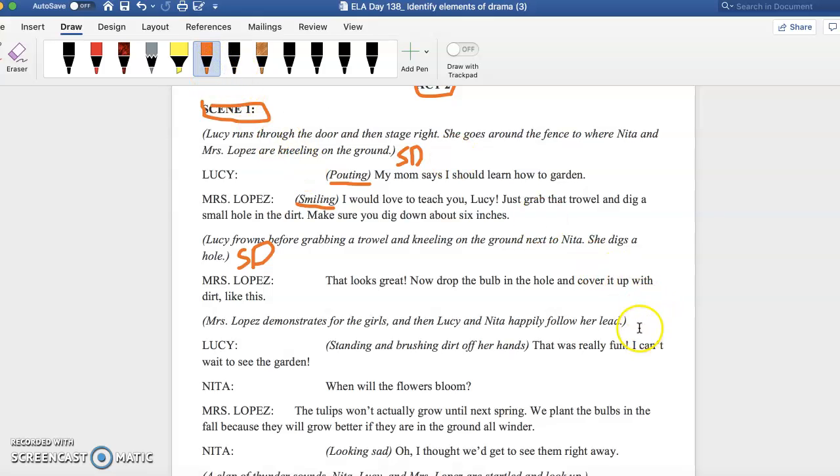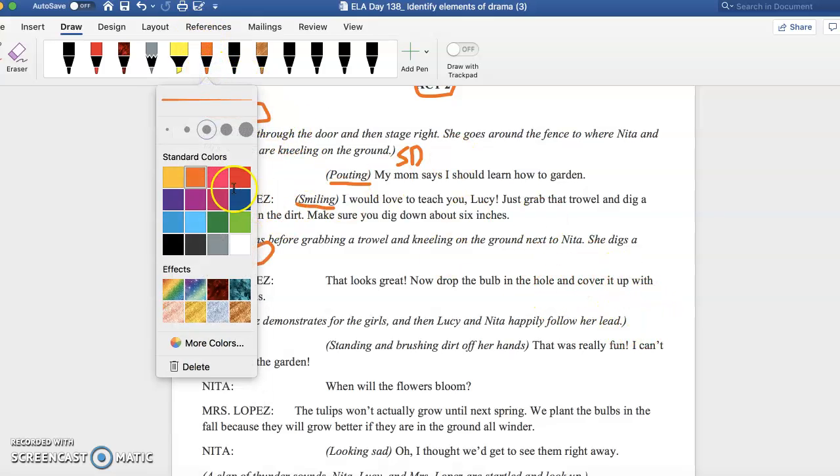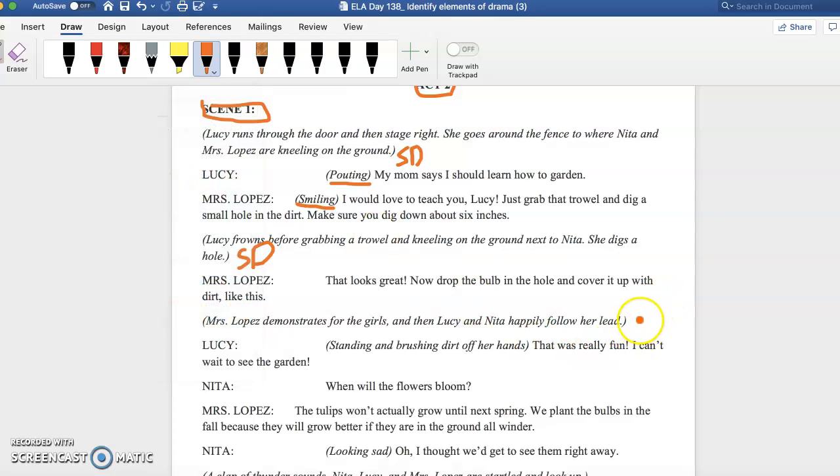We're still with our stage directions, okay? Mrs. Lopez demonstrates for the girls, and then Lucy and Nita follow her along.